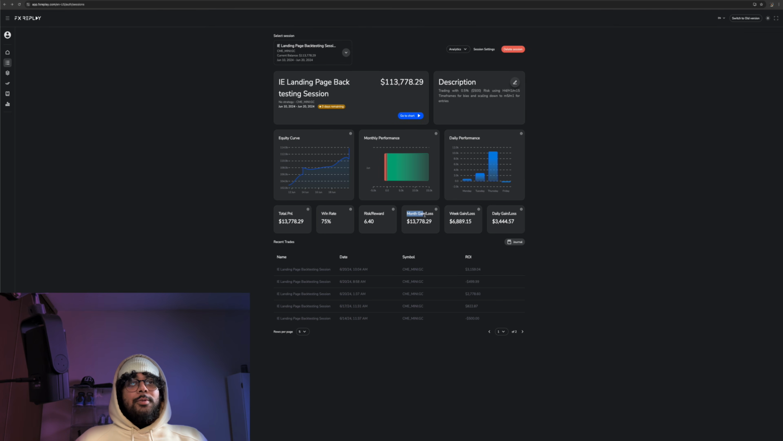Yeah, the monthly gain comes up to 13.7k, and then the weekly gains is 16.8. I mean, damn, 6.8, and then the daily gain is 3.4k. I was risking about 0.5%, which was $500 on a 100k account. Pretty much a high win rate and a high risk reward.